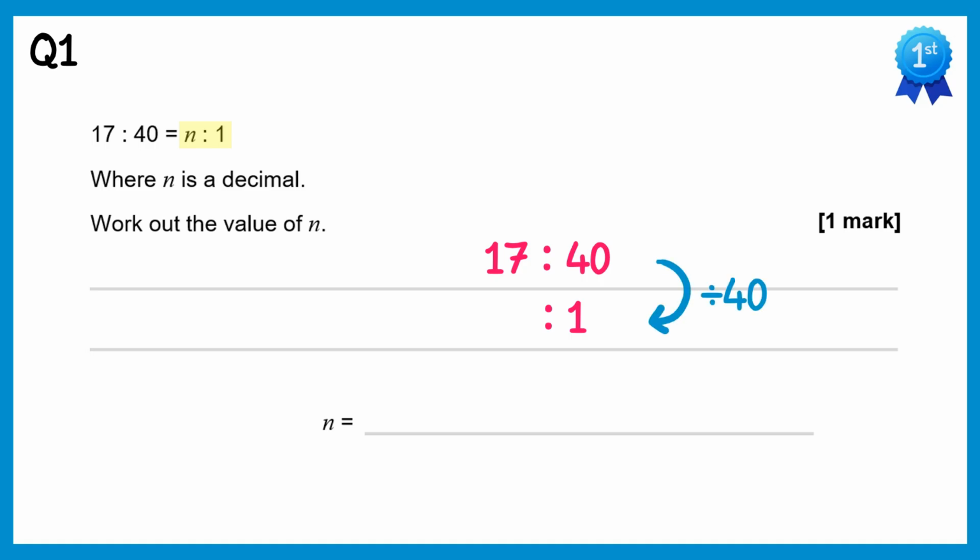Well, that's just divide by 40. And if we do that on the right hand side, we also need to do that on the left hand side. So 17 divided by 40. Now remember, you have a calculator for this paper, it's paper 2, so you can just type that straight into your calculator, and it gives you the answer 0.425. So the answer to the question is n equals 0.425.